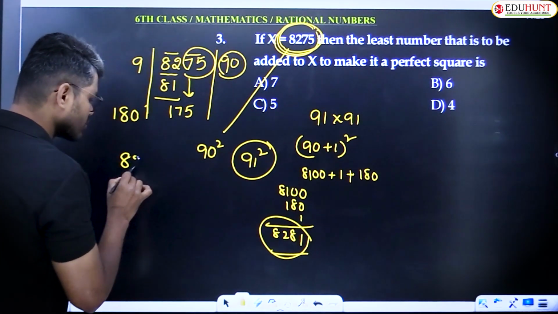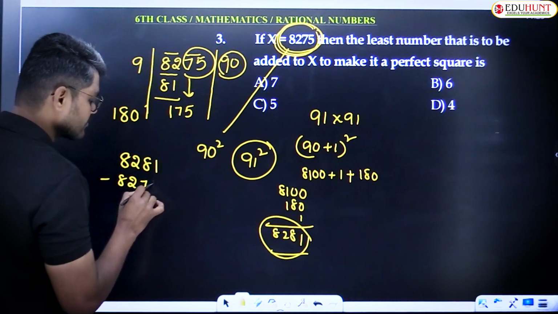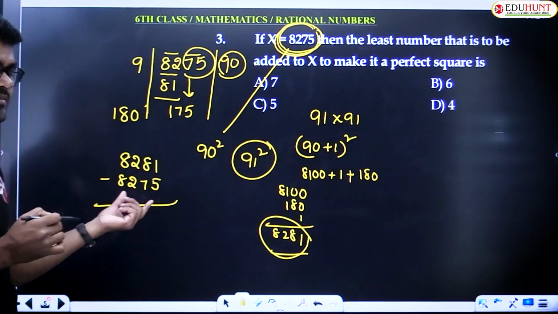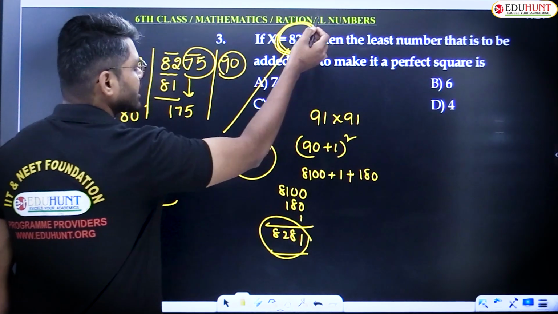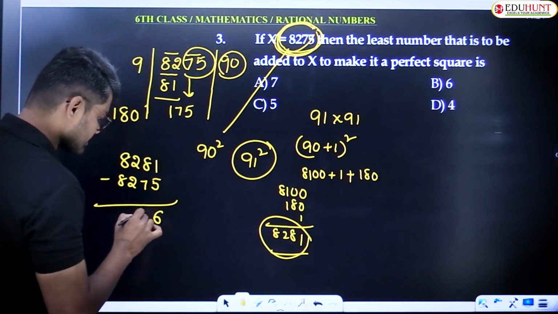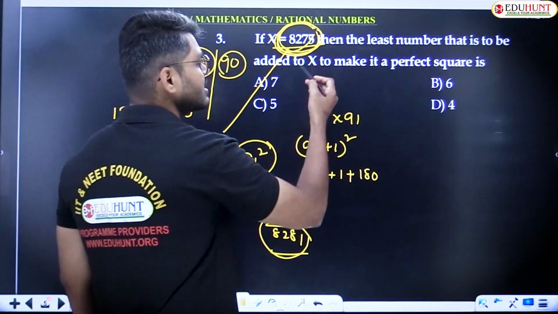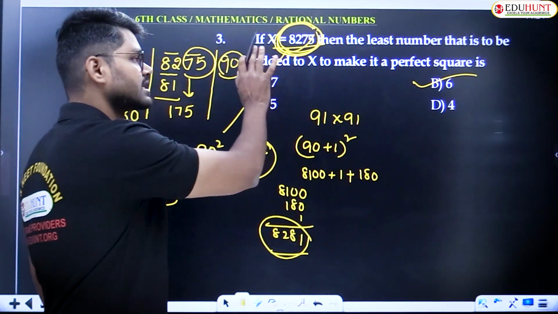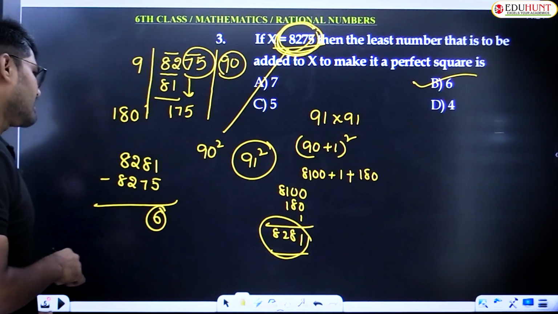Now 8281 minus 8275. Subtract these numbers, and we get the number which is to be added to make it a perfect square. 11 minus 5, 6. This is 6. So we should add 6 to this x, then the result will be a perfect square. Okay, let's see the next one.